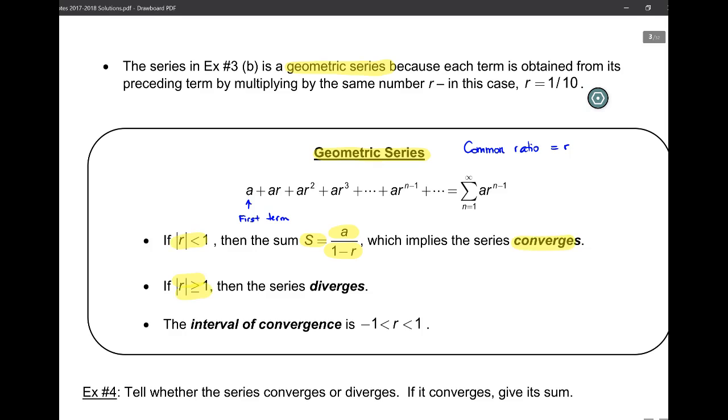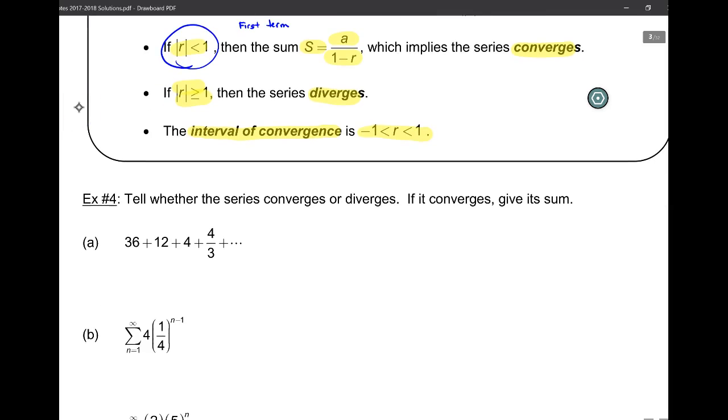If the common ratio is greater than or equal to 1, then it's going to diverge, because it's going to be increasing without bound. That's how we know it's going to diverge. And then we have something called the interval of convergence. And that comes directly from this part where the absolute value of r is less than 1. So that interval of convergence is always going to be, the common ratio has to be greater than -1 and less than 1. So let's take a look at a number of these geometric series.